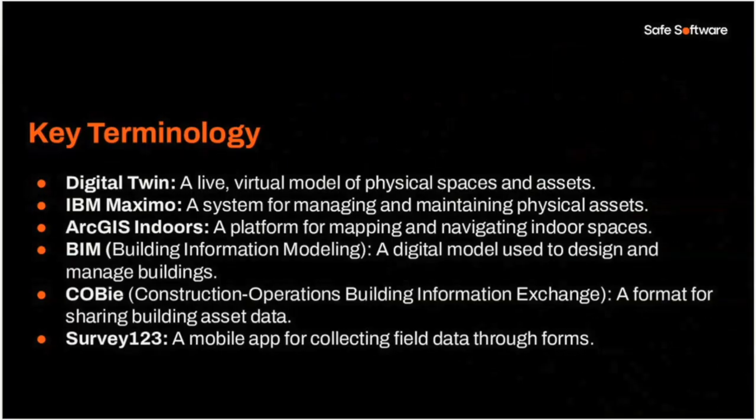Digital twin is a live virtual model of physical spaces and assets. A digital twin can basically be any reproduction of your actual site or information in the computer, from hydrology to building models. But basically, the key to the digital twin is to keep it updated with the latest data. IBM Maximo is an asset management product from IBM for managing and maintaining physical assets.